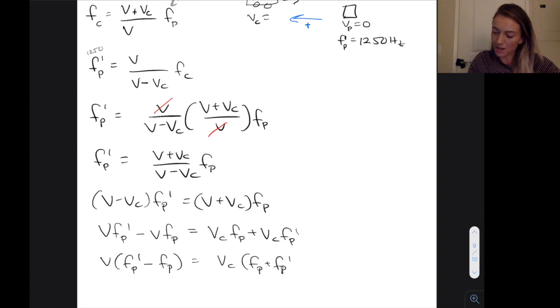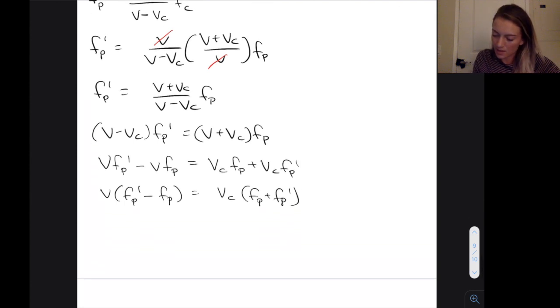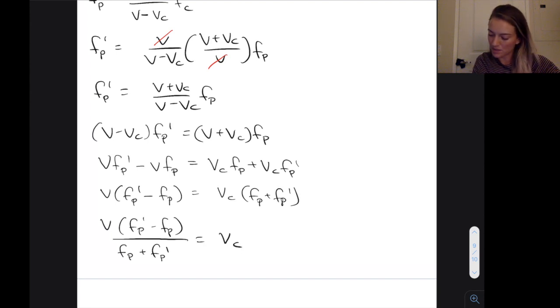And now I can divide both sides here. So I get the velocity of sound times FP prime minus FP, divided by FP plus FP prime, and this is equal to the velocity of the car. Okay, so there's a lot of algebra there, but this is our final answer.